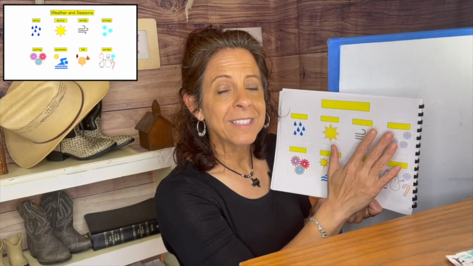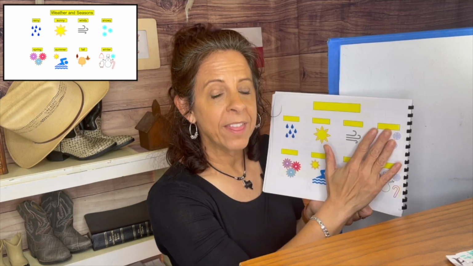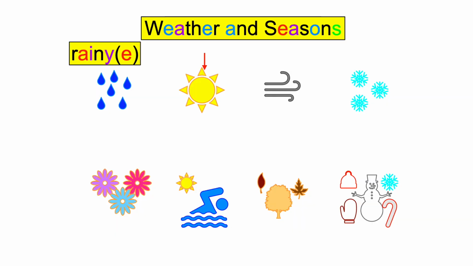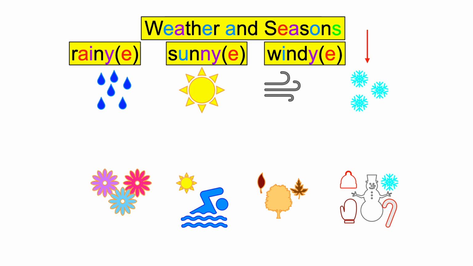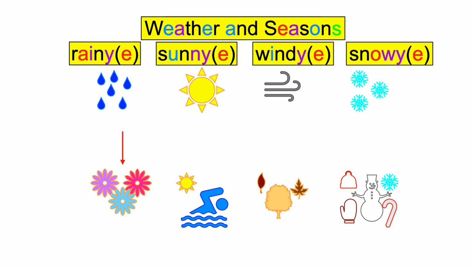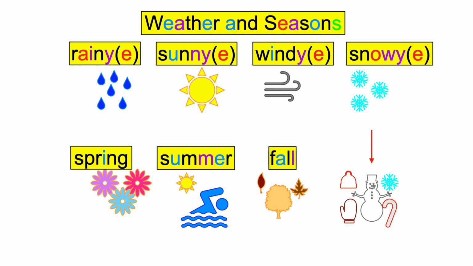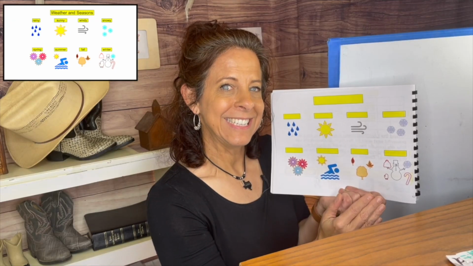These are words we can practice: weather and seasons. Rainy, rainy weather. Sunny. Windy. Snowy. And the seasons: spring, summer, fall or autumn, winter. Weather and seasons. You did it!